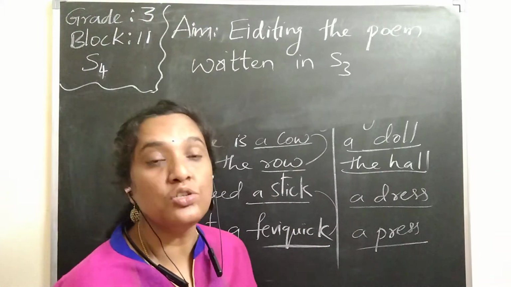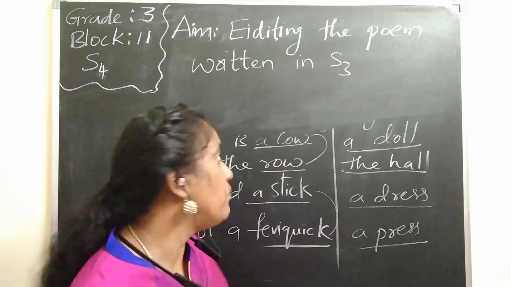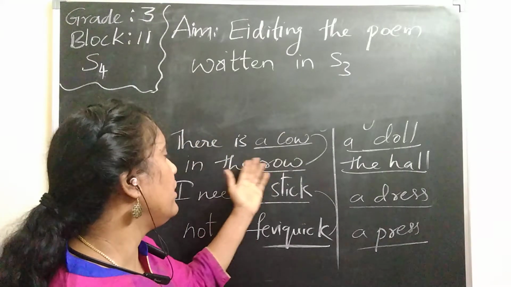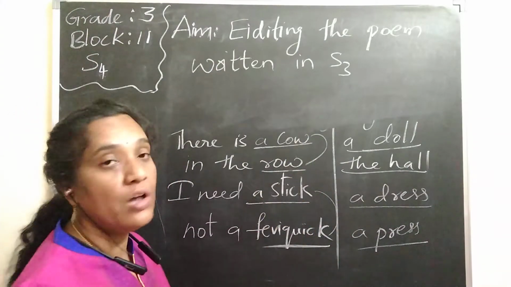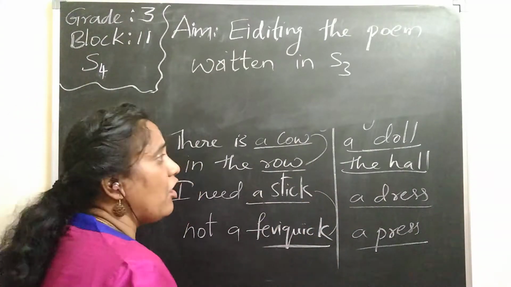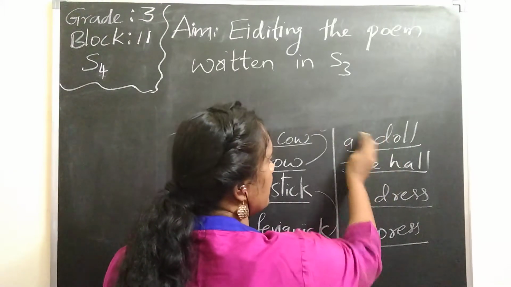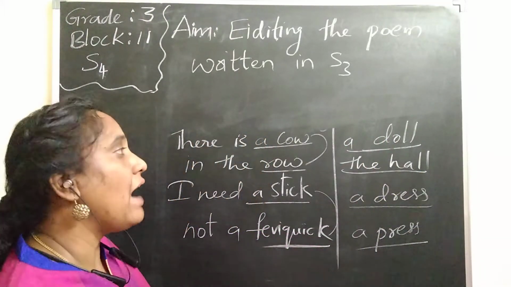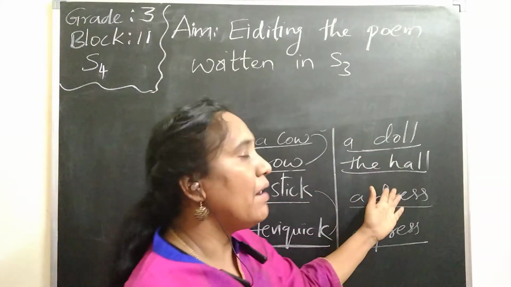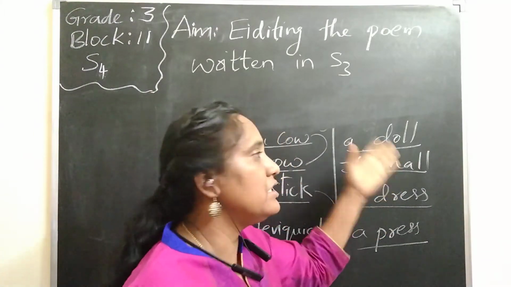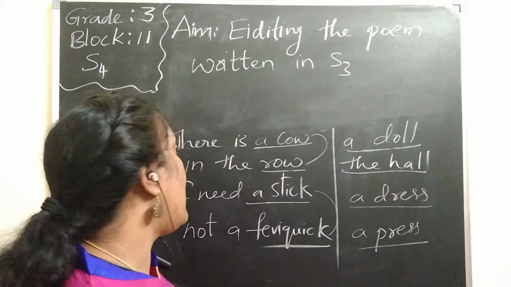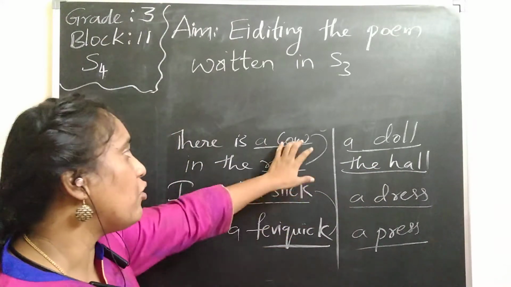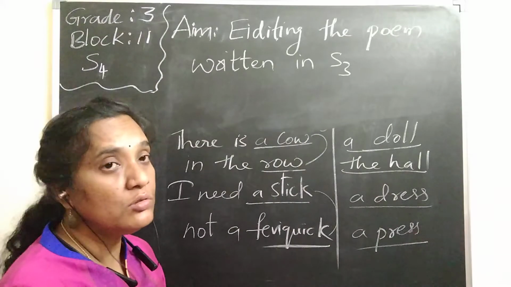Then the first 2 lines, whether they are telling about the problem. So I said there is a cow in the row. So there is a problem here. A cow is there and it is there in the row. Now it cannot stay in that row, or a doll is there in the hall. So I have some problem. Maybe my doll doesn't have a dress when it is sitting there in the hall. So I need a dress immediately. So there is a problem. And I am giving a solution here that I want a stick just to move that cow away.